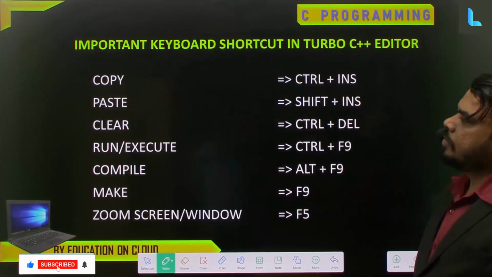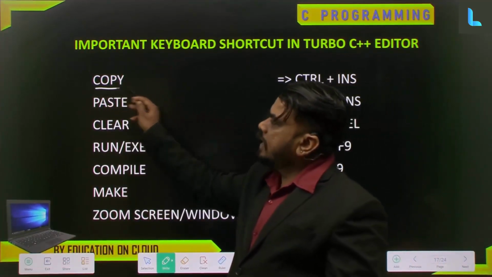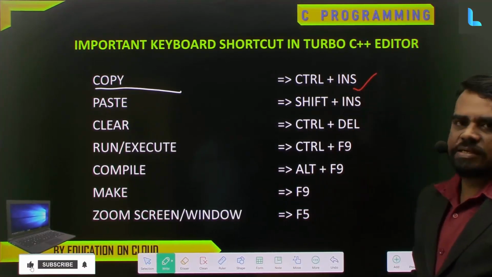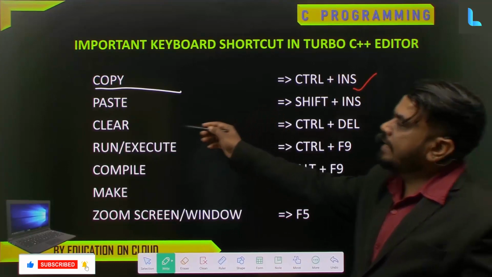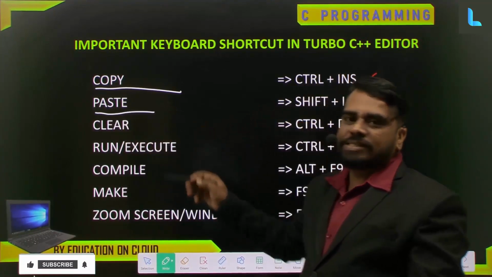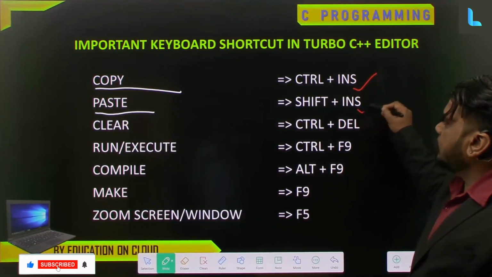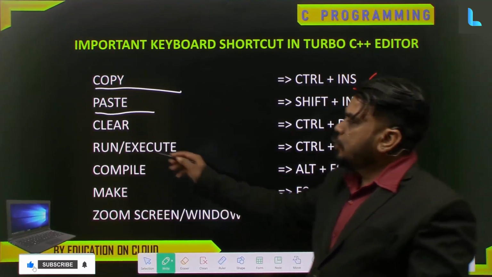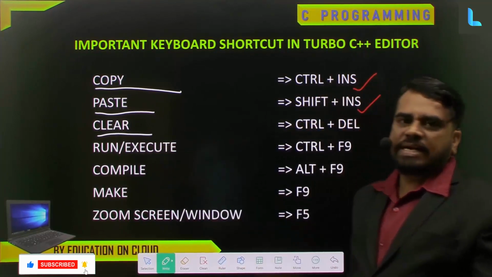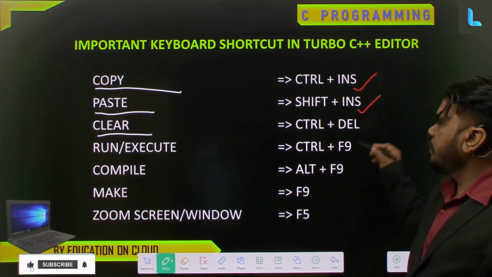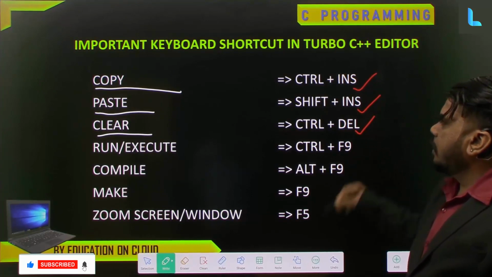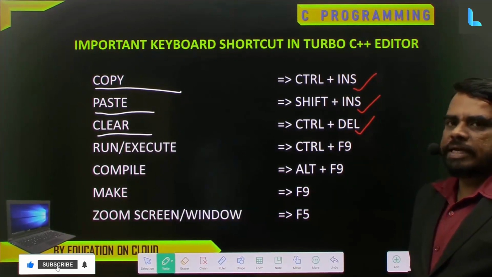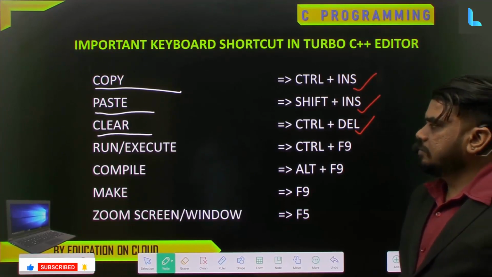Next. To copy what we have selected, the keyboard shortcut is Control plus Insert. Once you have cut or copied, to paste it, you need to use the keyboard shortcut Shift plus Insert. To delete or clear the selected contents or text, you need to use the keyboard shortcut Control plus Del. Once you press it, whatever text you have selected gets deleted.